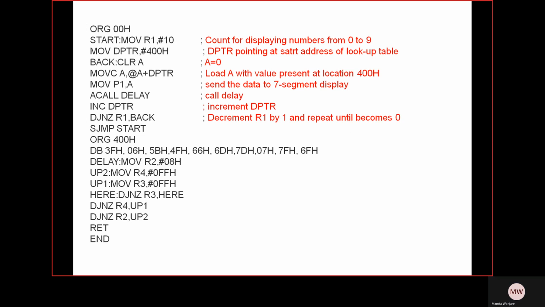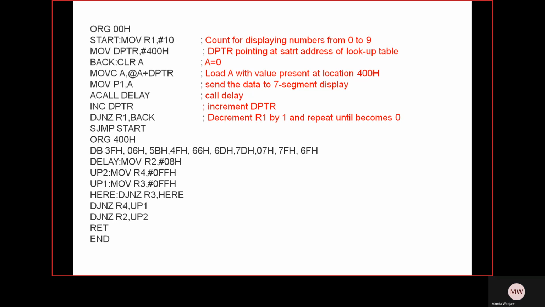And for the lookup table, we have to write the program with ORG 400H. That is the address 400H for DPTR. Then DB 3FH for displaying the 0 value. We have to convert that value into hexadecimal. That comes to 3FH, 06H for the 1 value. Like that 5BH, 4FH, 66H, 6DH, 7DH, 07H, 7FH, and for displaying the 9 value, 6FH is there.